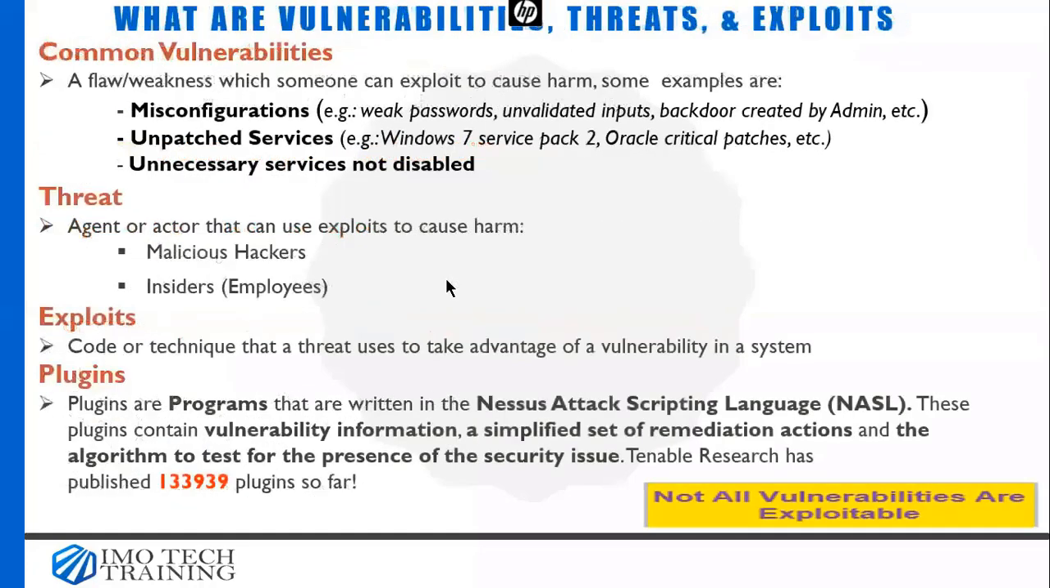All right, so common vulnerabilities. They're going to ask you, if you run your vulnerability scan on your network, what are you looking for? What are some of the things that you're looking for as a common vulnerability? So a flaw or weakness which someone can exploit. Some examples are misconfigurations. What is a misconfiguration?